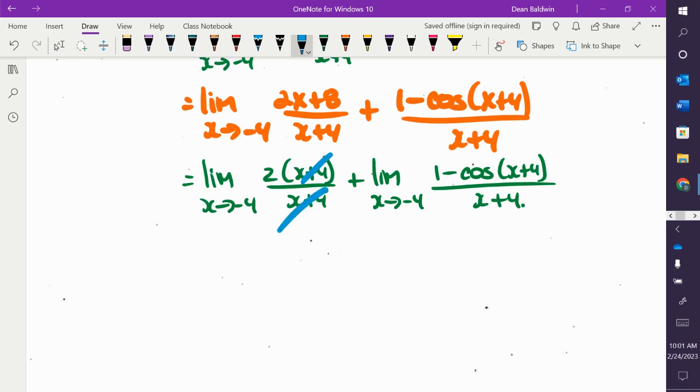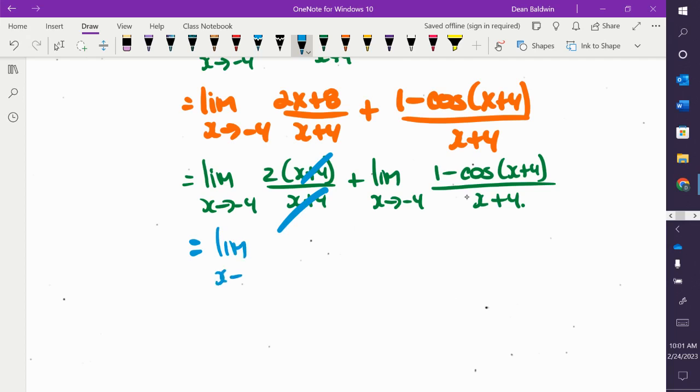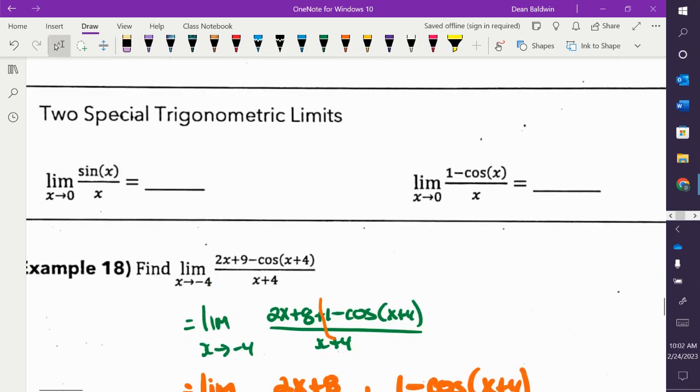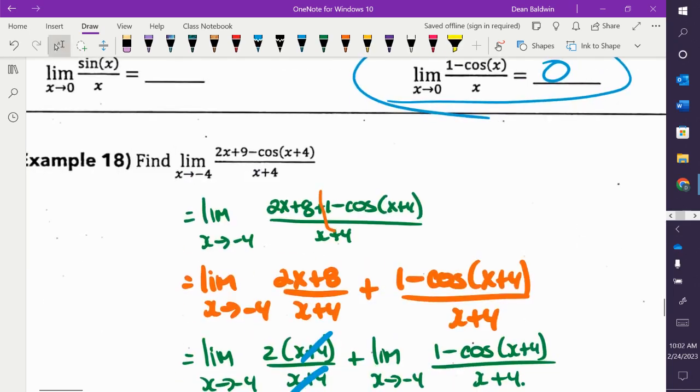Boom, boom. So you're left with the limit as x goes to -4 of 2, which is 2, because that's a horizontal line. So that part's 2. But now we have to deal with this thing over here. Why can I not say that is 0? Our definition is as x goes to 0. So you have to manipulate that to make it fit that.